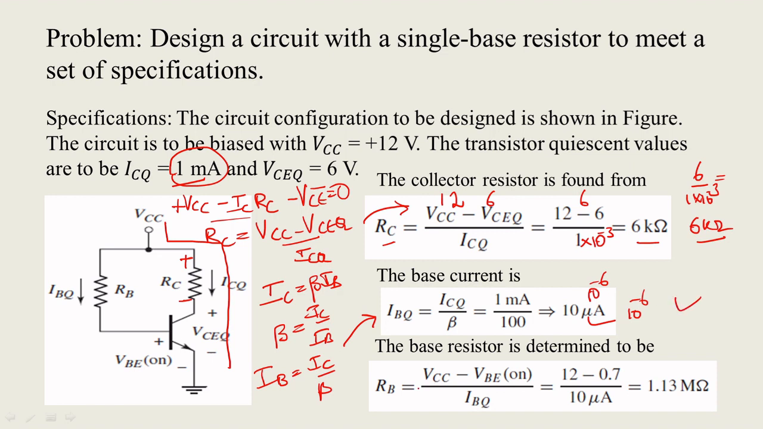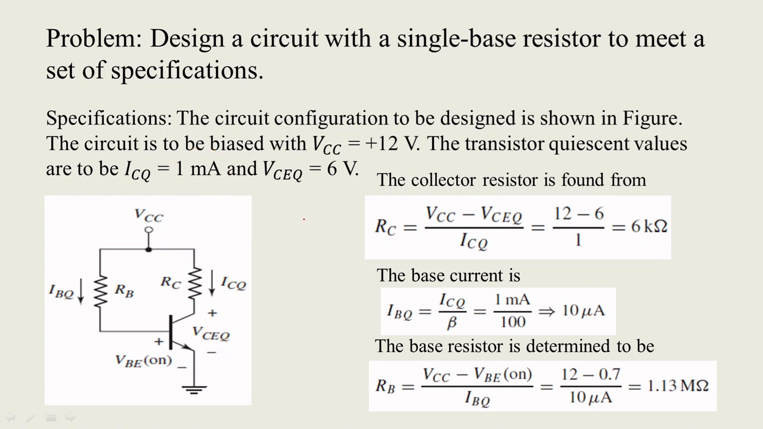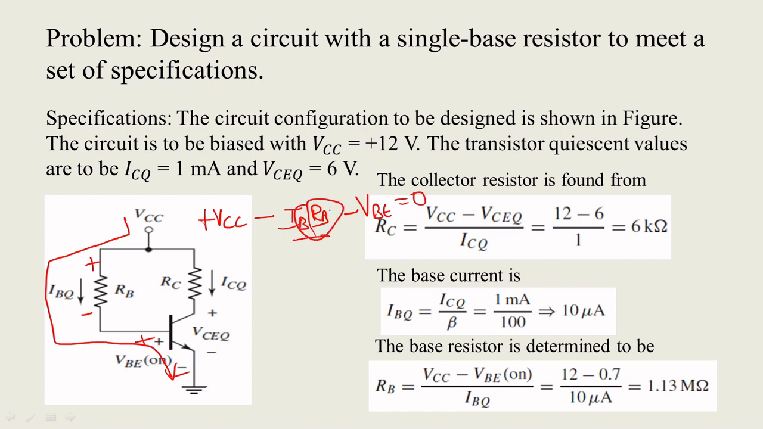Now I want to find RB. So I will apply KVL on the input side. What will you get? Plus VCC, entering at the plus, leaving at the minus, so IB RB entering at the plus, leaving at the minus, so minus VBE equal to 0. What we want to find is RB. So RB equal to VCC minus VBE divided by IB. What is VCC? 12.